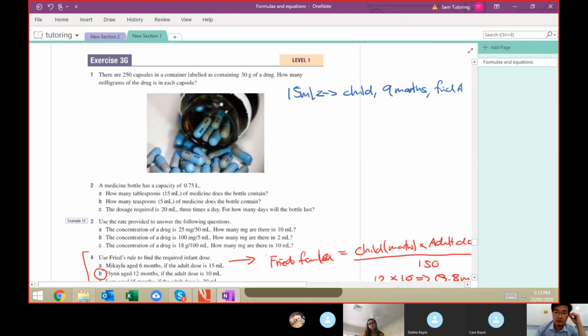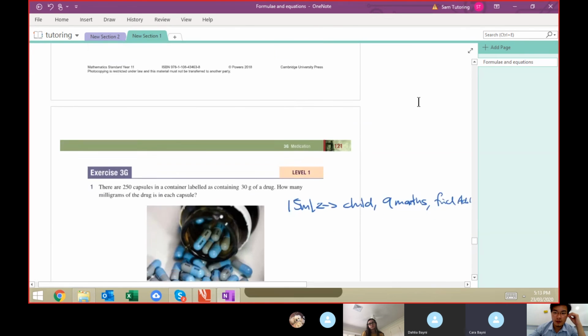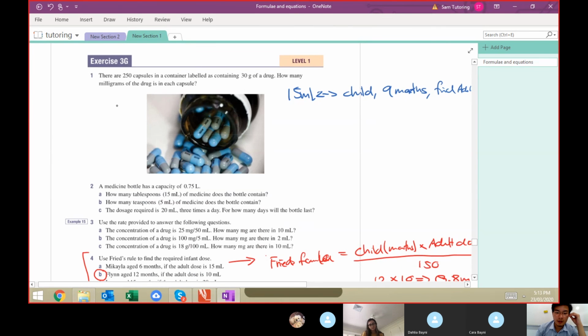Find adult. So using Fried's formula, where's F? The formula is Fried's formula. We get child in months multiplied by adult all over 150. But because of Fried's formula, the value for the child's dosage is already here, 15. We just put 15 here. It's equal to child in months.